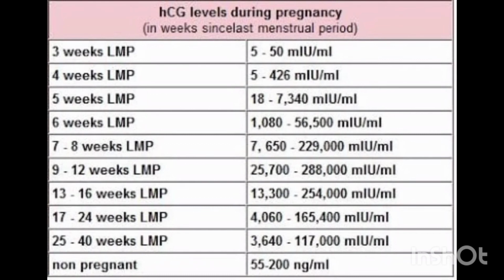17 to 24 weeks: 4060 to 165,400 mIU/ml. 25 to 40 weeks: 3640 to 117,000 mIU/ml. Non-gravid: 55 to 200 ng per milliliter. Normal value ranges may vary slightly among different laboratories.